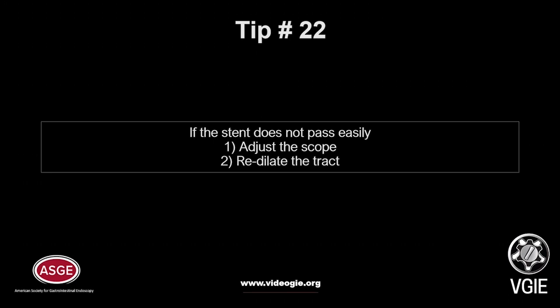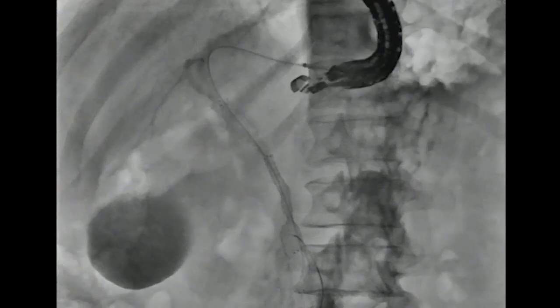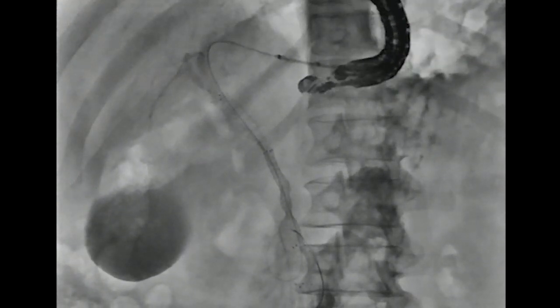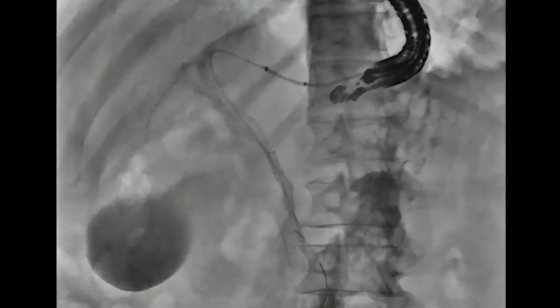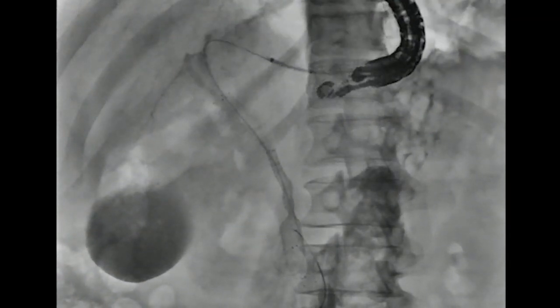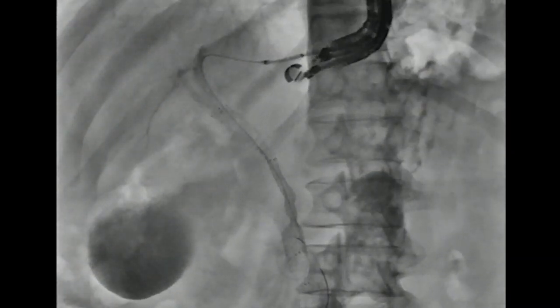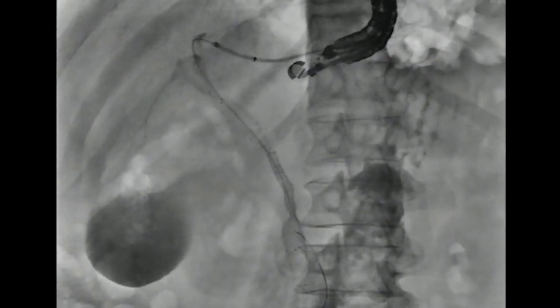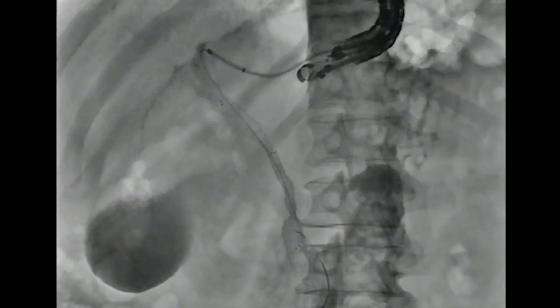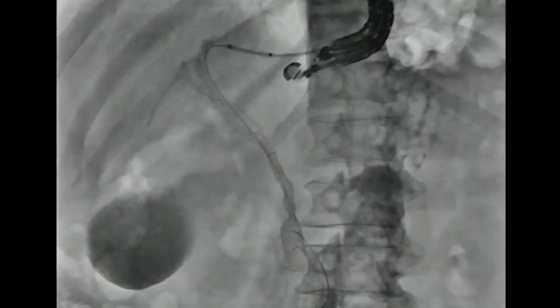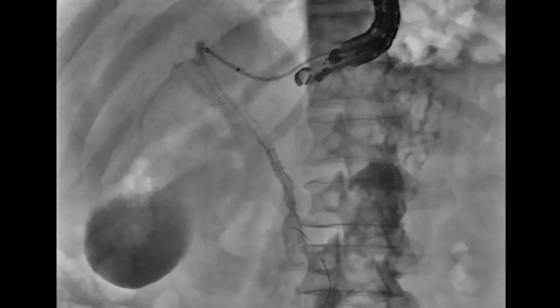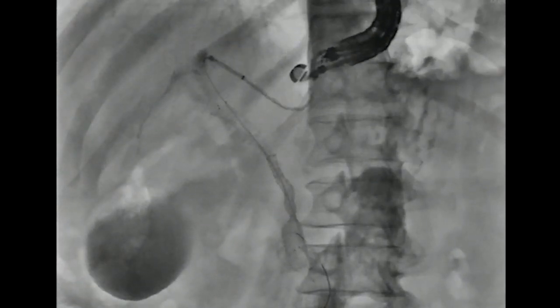If the stent does not pass easily, adjust the scope, and if that doesn't work, redilate the tract. As is seen here, the stent is hung up at the liver capsule. This is remedied by pulling the scope up and changing the angle of the guide wire. After passing into the liver parenchyma, the stent is once again hung up at the level of the bile duct wall and does not pass despite position change and applying tension to the guide wire.